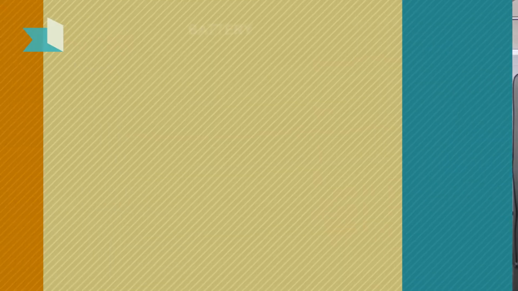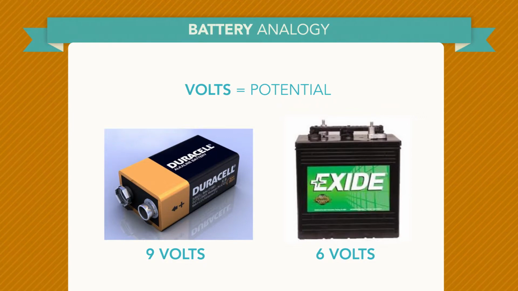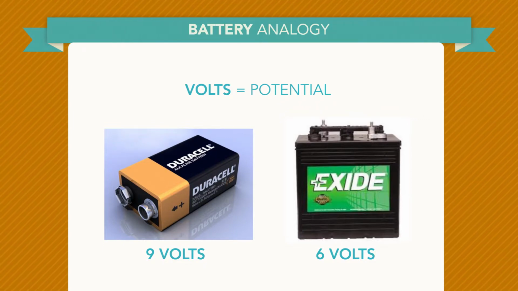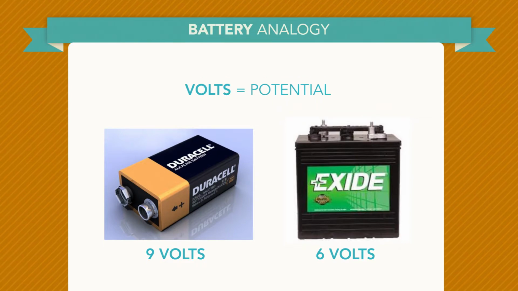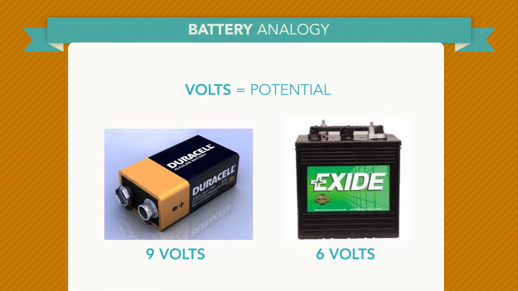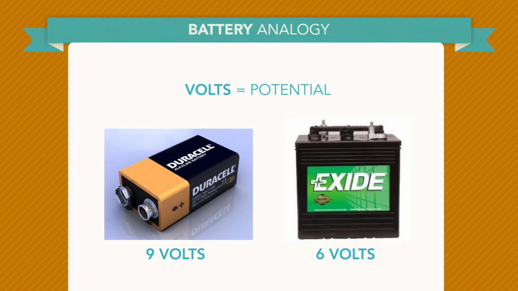Voltage oftentimes gets the most attention, but let's take a look at the difference between a little 9-volt battery and a huge 6-volt golf cart battery. The 9-volt battery may have a higher potential, but when it comes right down to it, the golf cart battery will be able to deliver 200 amps, way more than the 9-volt battery.